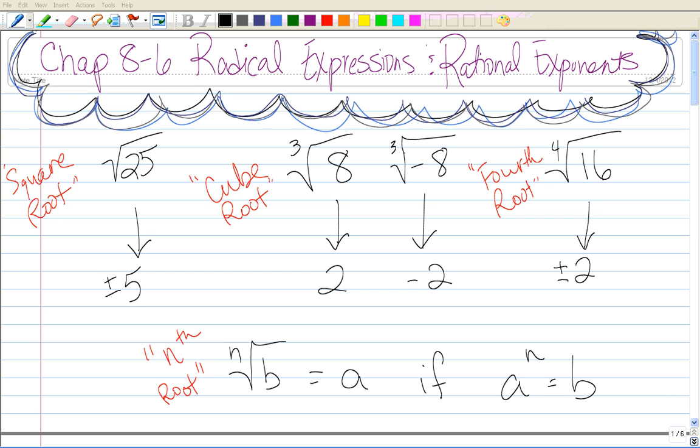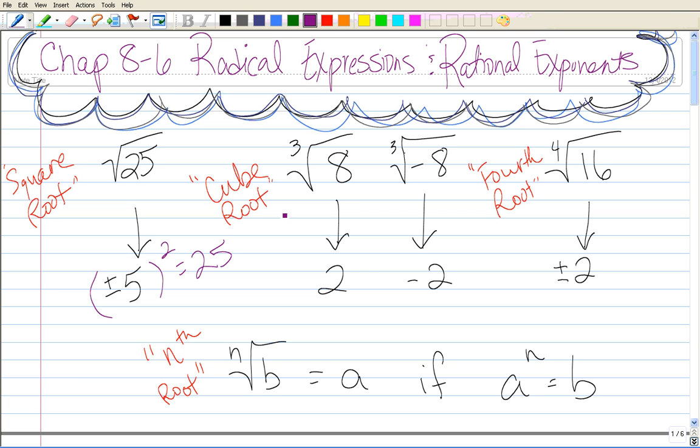So, if you see on the left-hand side of the screen right here, I've got the square root of 25. We know that the square root of 25 is 5. It could also be negative 5, right? Because if we were to square this, if we squared positive 5 we would get 25, and if we squared negative 5 we would get 25, so either way we would get 25.